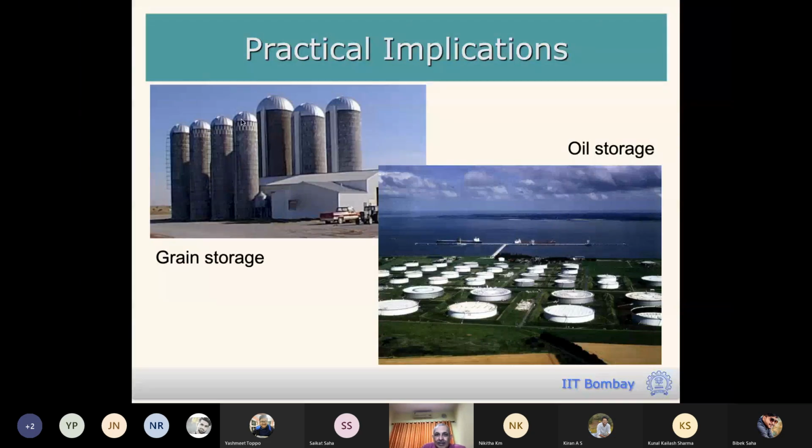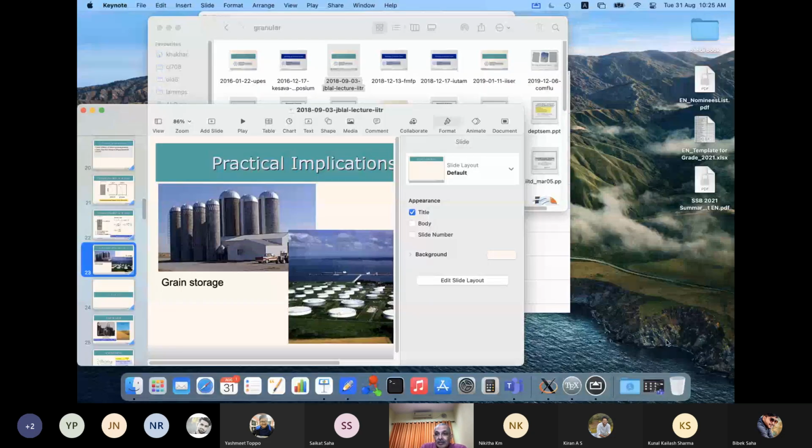So here, this is the picture I wanted to show. Usually you will see these oil storage tanks like this. See the large diameter but small height. But if you go to some farms, particularly in the West, you'll see these grain storage silos. They are tall and thin. And this is precisely the reason why, because we have now theoretically shown that there is a limiting stress.